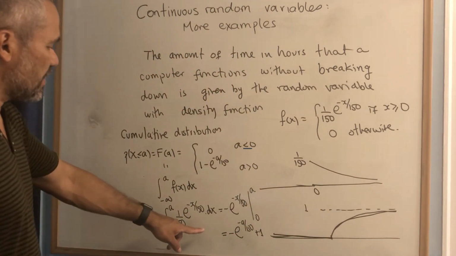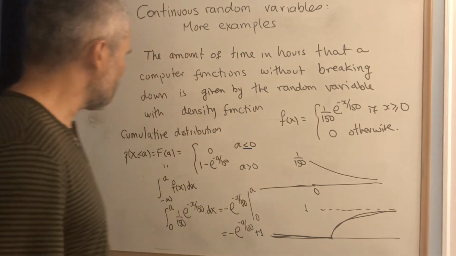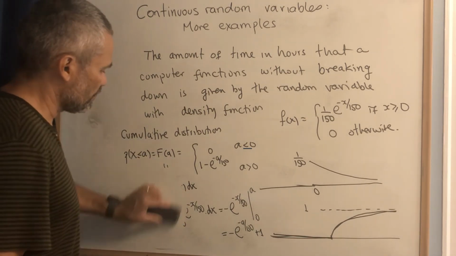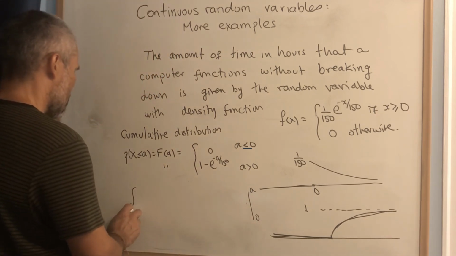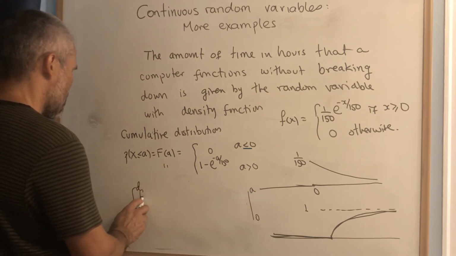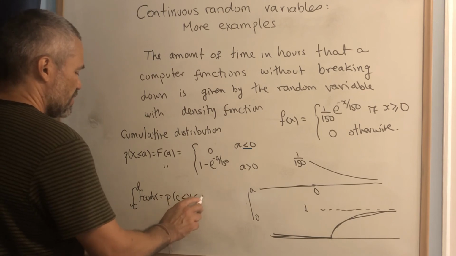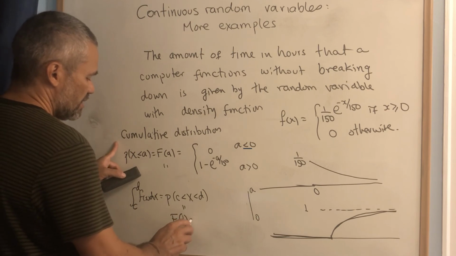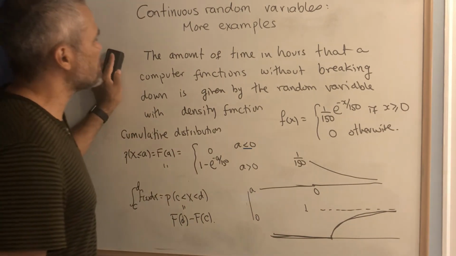We can check that the derivative of this function is just this function, and again I want to emphasize that for that reason we have that the integral from c to d of f of x dx, which is just the probability that the random variable is between c and d, is just the cumulative function evaluated at d minus the cumulative function evaluated at c. Let's do one last example.